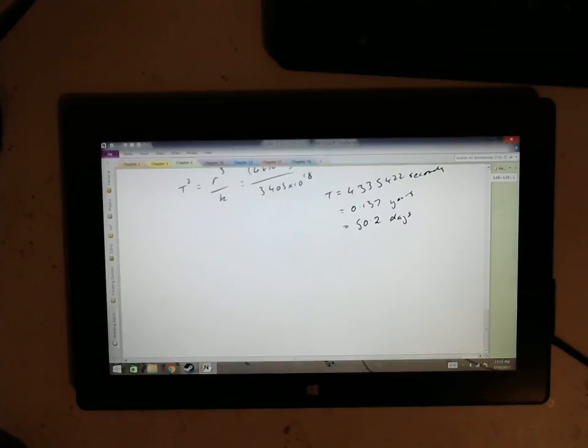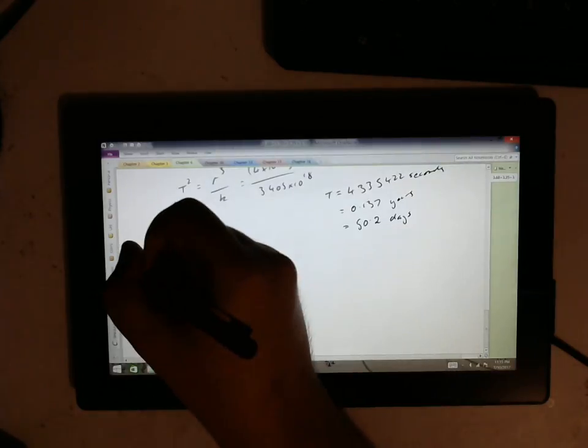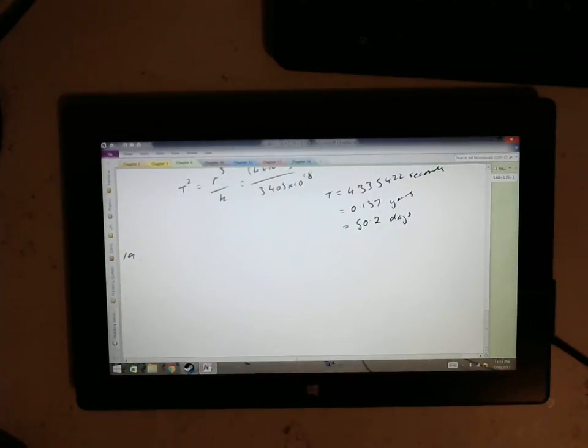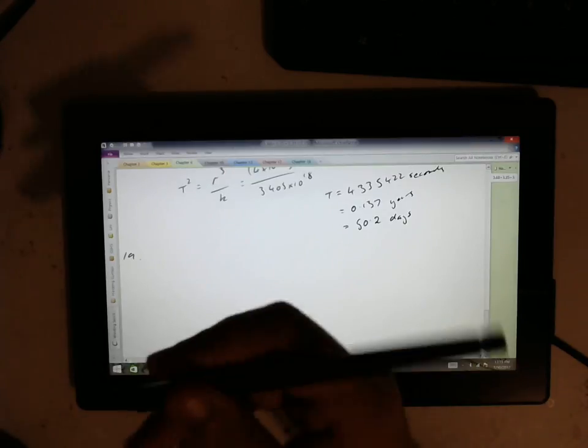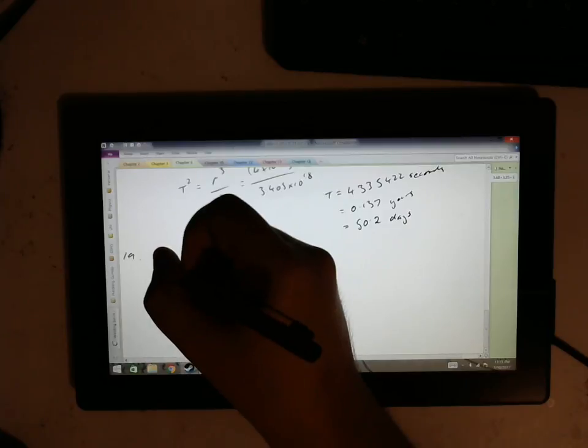Okay, those are all the Kepler law questions. Let's head on down to question 19 now. So we're into gravitation now. Calculate the force between the Sun and the Earth, assuming they are about 1.5 times 10 to the 8 kilometers apart. Very similar to what we did in class, I do believe. However, let's just solve that out quickly.